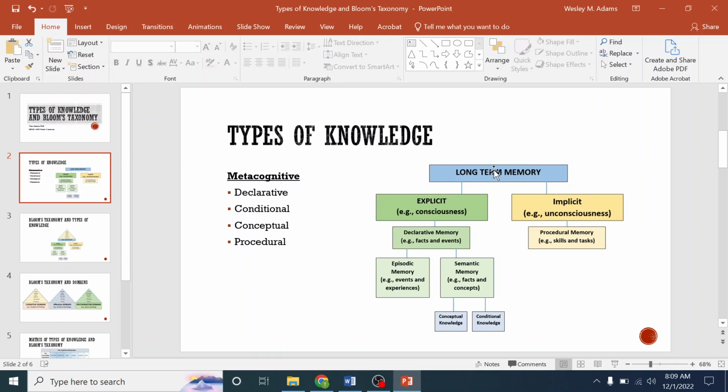So these two are interconnected, explicit and implicit. They go hand in hand, even though they are different, meaning that this tends to be on the cognitive side of the house, and this tends to be on the affective or psychomotor side of the house. And when I say psychomotor, I'm talking more about the skill-based side, and affective, I'm talking more about the behavioral component. They all relate.